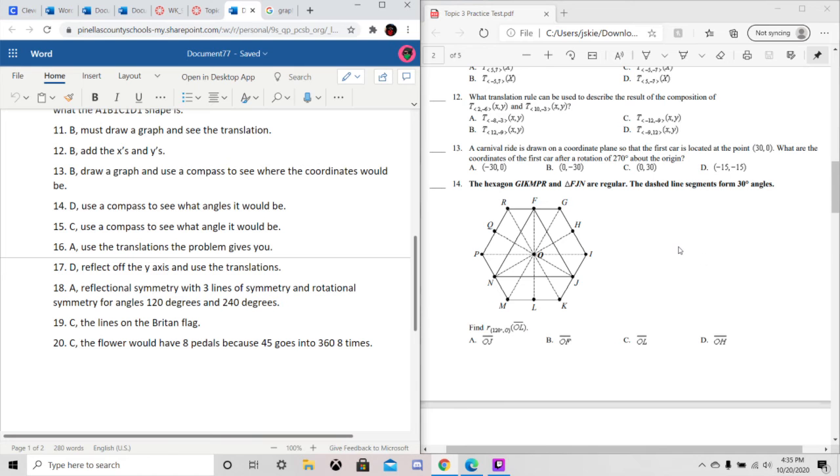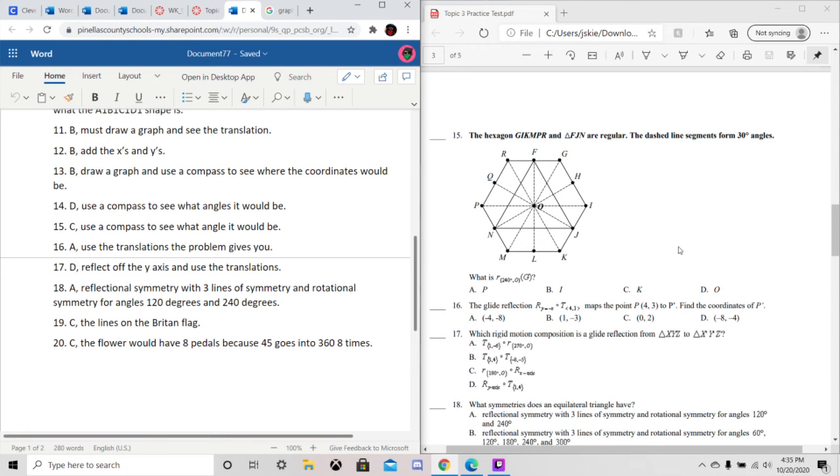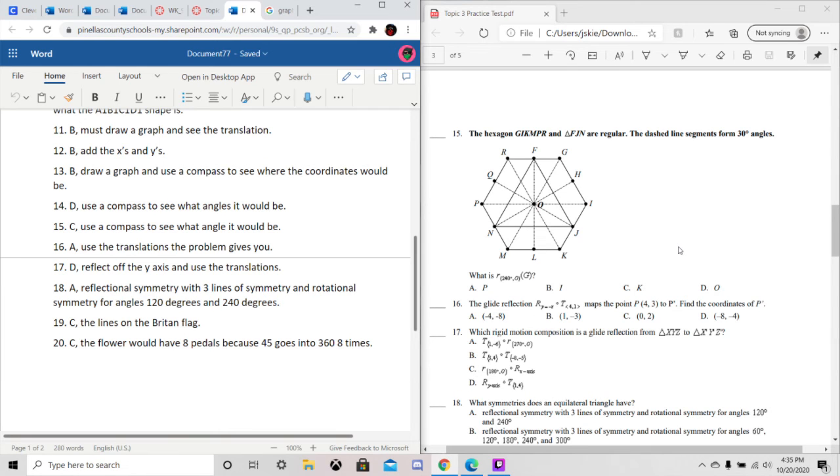So let's go to 15. The hexagon, yes, it's basically another carnival wheel. So the answer is C. Obviously, it's kind of hard. But you would go from 240, 0, from G, since it's not what a 120 degree angle would look like. You would go the long way from G to K, so you go left to K, which is 240, and you could use a compass.